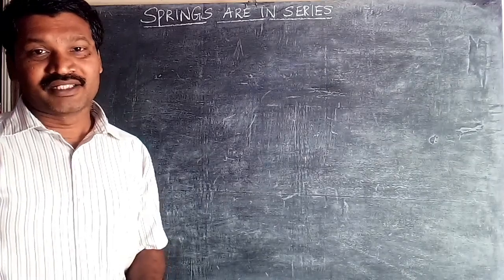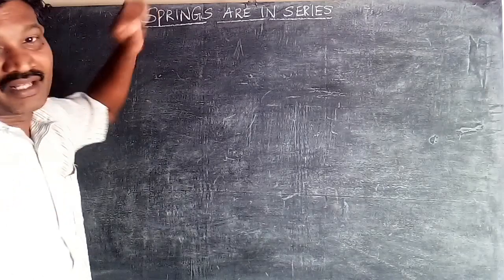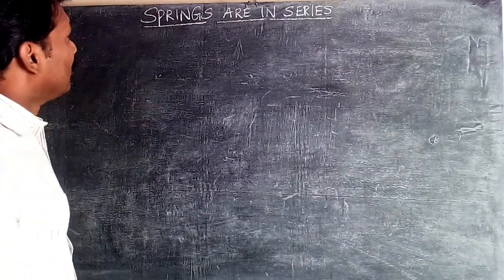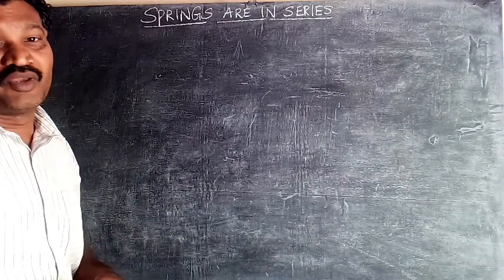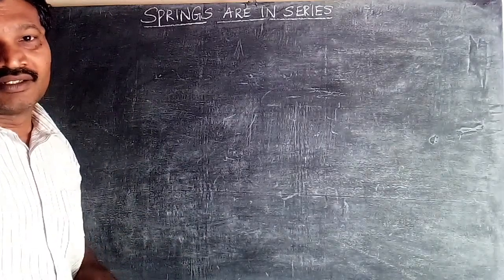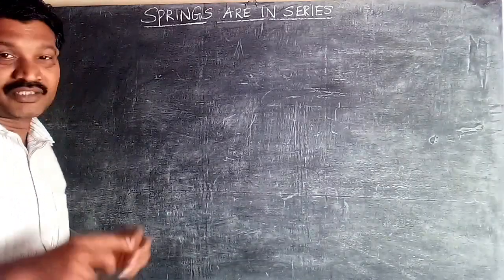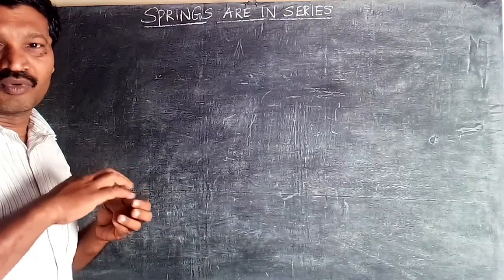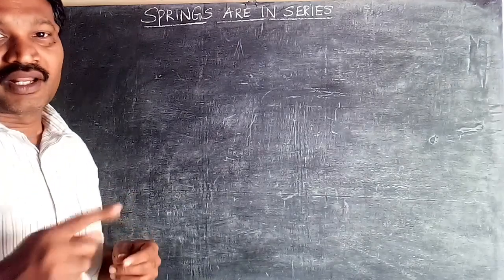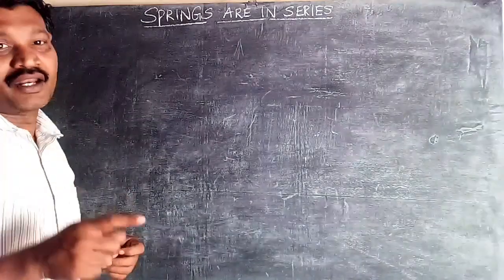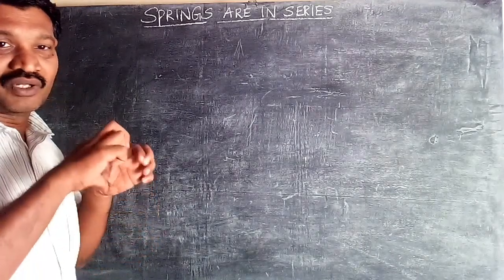Springs may be connected in series or parallel. Suppose we are connecting the springs in series, we can get the equivalent or effective spring constant that will be used to replace the springs which are connected in series. More than one spring is connected, with one end connected to the end of another spring, and the other end of that spring connected to another spring.